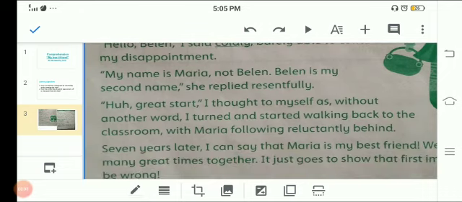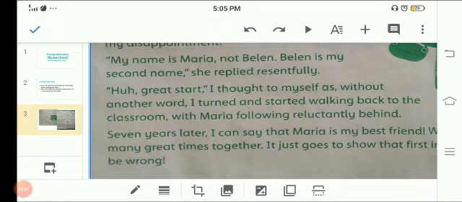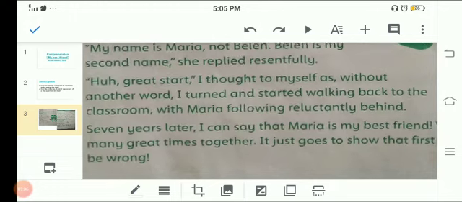"My name is Maria, not Balan. Balan is my second name," she replied resentfully. Now what the girl replied, she said that Maria is my name. My name is Maria, not Balan. Actually, Maria is her first name, as we also have first and second names. Maria is her first name, and Balan was her second name. So she said that Balan is my second name, so please call me Maria. Actually, she wants to say that.